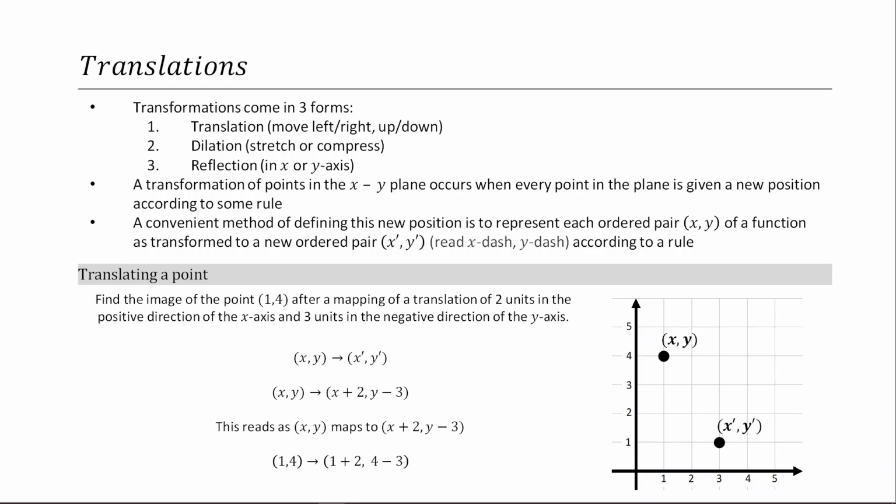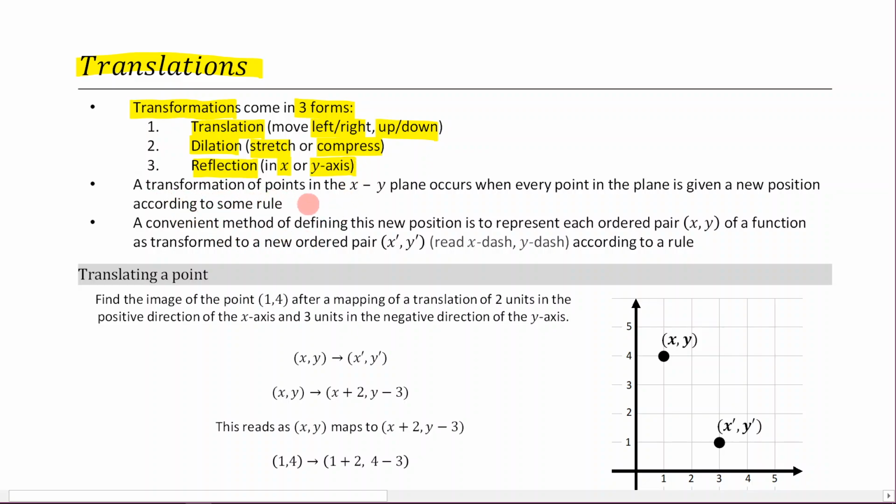Welcome. So in this lesson, we're going to begin talking about transformations. And the first type of transformation we're going to talk about is translations. So transformations come in three forms: translation, move left to right, up, down; dilation, stretch or compress; and reflection in the x or y axis.